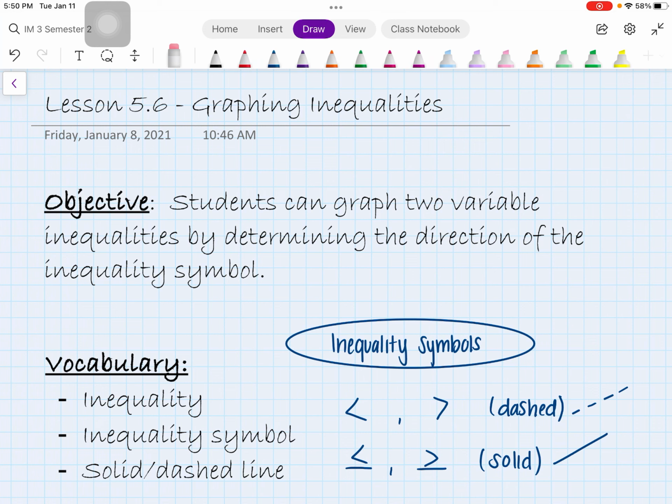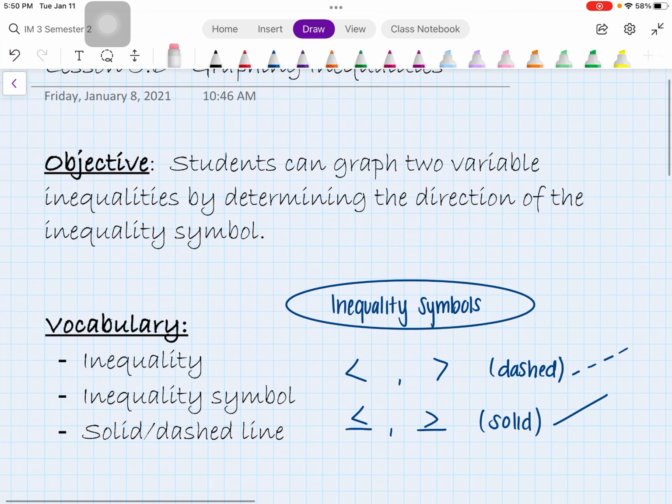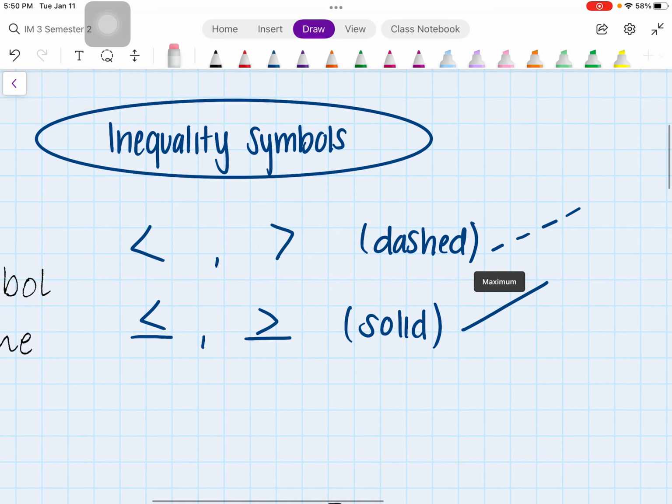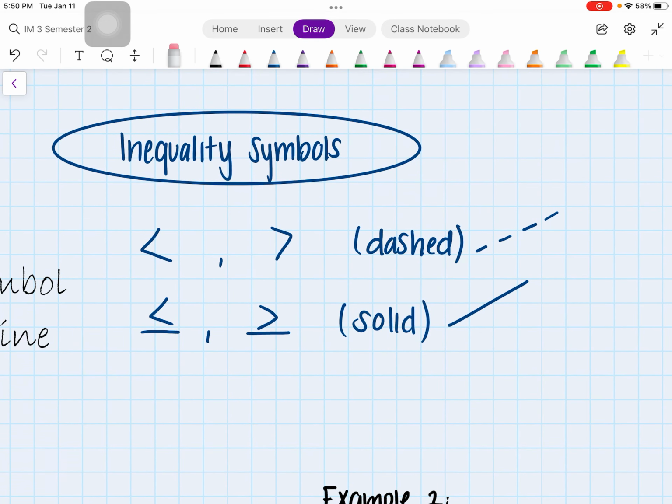All right, you guys, so we're going to go ahead and do lesson 5.6 in this case. It is graphing inequalities. So just a few things I want to go over here with graphing inequalities is our symbols. In this case, we are going to have our less than, greater than symbols, and less than or equal to or greater than or equal to symbols.